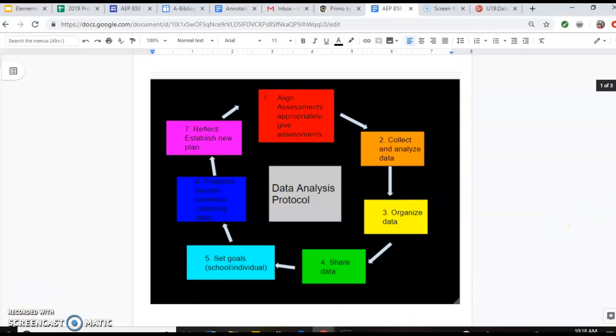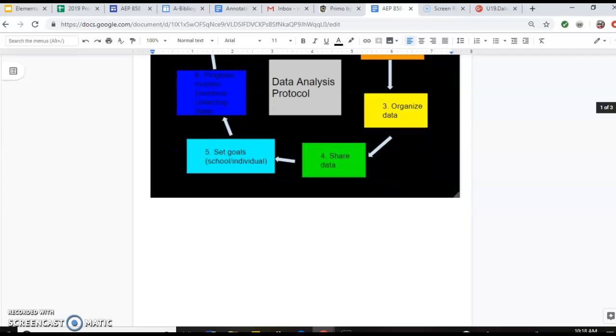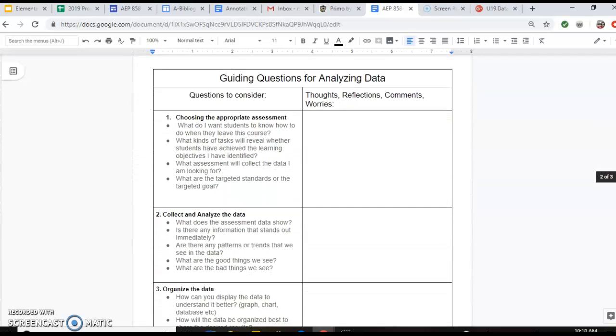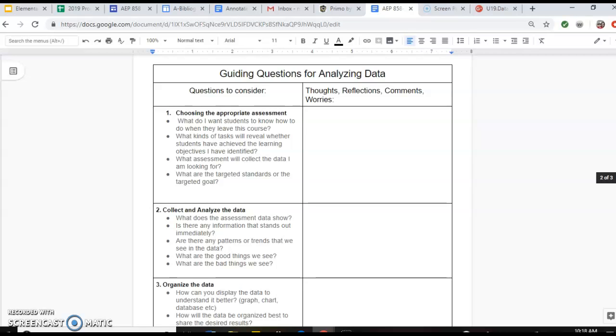I really think that the teachers in my building will be receptive to this. We don't have anything like this now in our building, and I think that they'd be really appreciative to have something to help them analyze data. I also gave them some guiding questions to bring them through each of the steps.